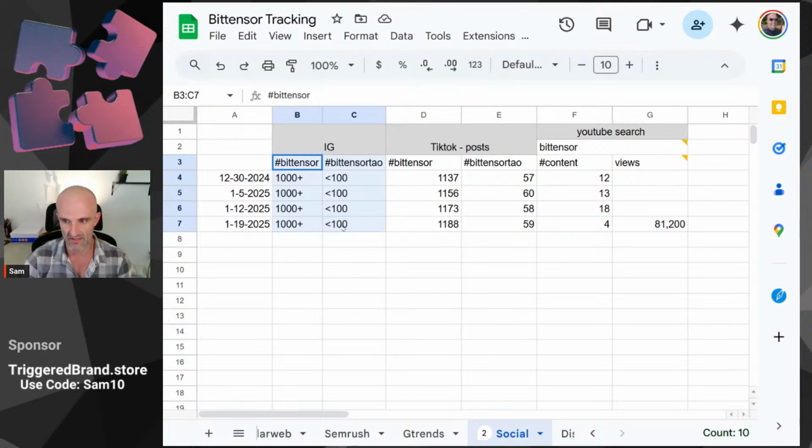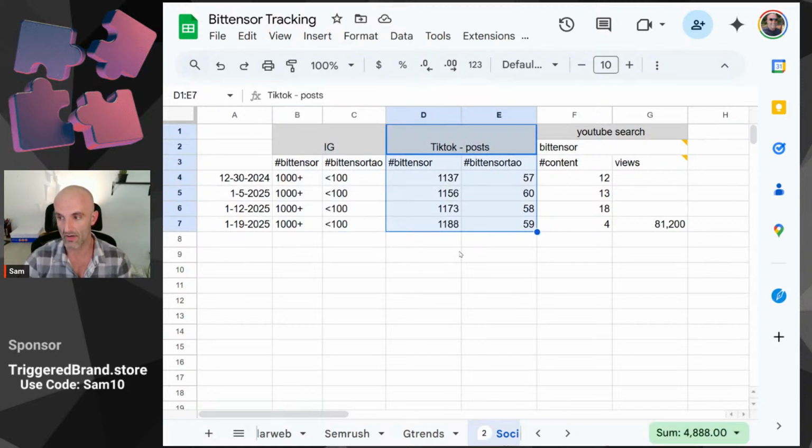Now, this one doesn't provide us a ton of useful information, in my opinion. It's the number of posts related to the hashtags on Instagram. So they don't give us granular data like 1,007 posts. They just say greater than 1,000 and less than 100,000, which will probably change to 10,000 at some point if that number is reached.